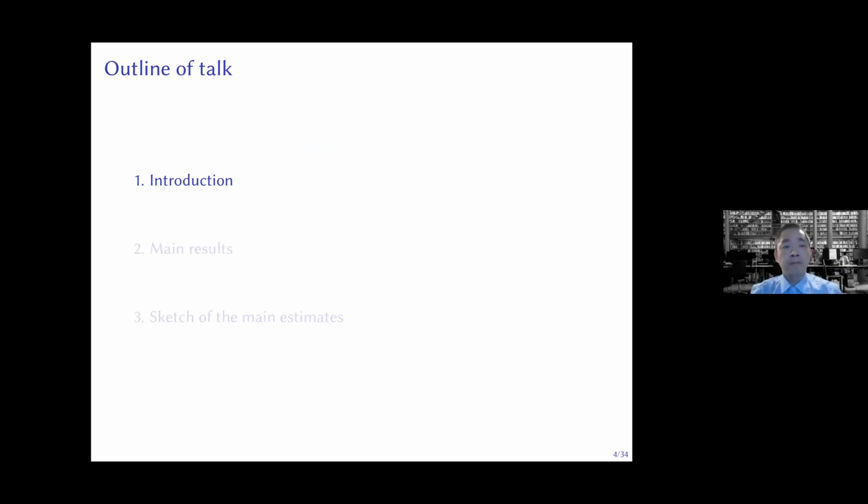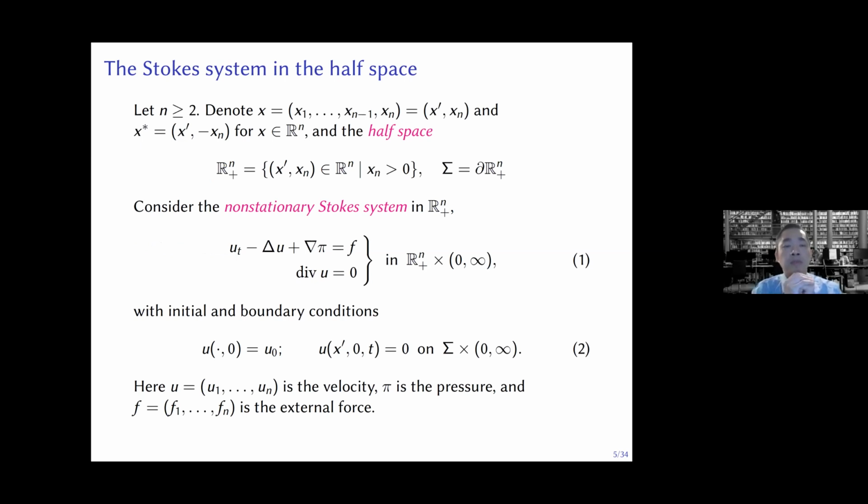Part 1, introduction. Here is the Stokes system in the half space, where dimension n is 2 or higher. My notation is that x has the first n-1 components, which we denote as x prime, the tangential variable. The reflection is denoted as x star, which has the opposite sign for xn. Our upper half space, Rn plus, is where xn is positive, and its boundary is denoted as sigma, where xn equals 0.